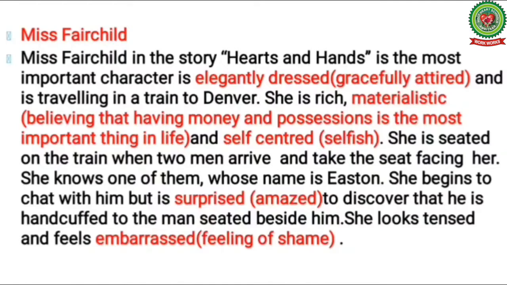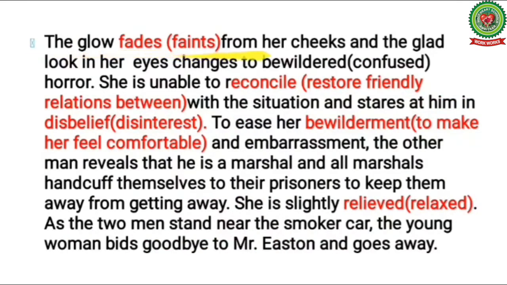Easton handcuffed with another man, she appears to be horrified and anxious. The glow fades from her cheeks and the glad look in her eyes changes to bewildered horror. She is unable to reconcile with the situation and stares at him in disbelief. To ease her bewilderment and embarrassment, the other man reveals that he is a marshal, and all marshals handcuff themselves to their prisoners to keep them from getting away.